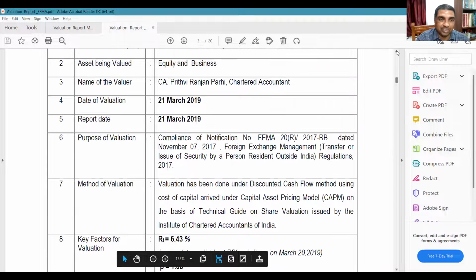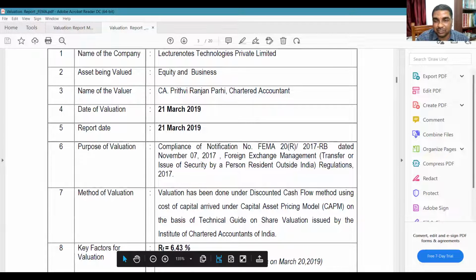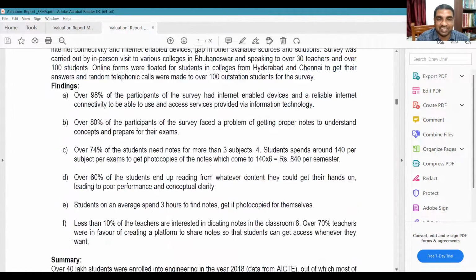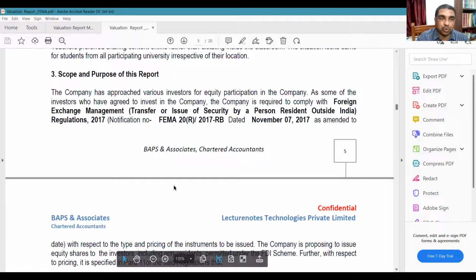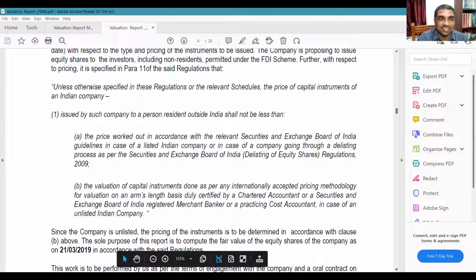Here, if you see the purpose of valuation, it is compliance with the notification number of the Foreign Exchange Management (Transfer or Issue of Security by a Person Resident Outside India) Regulations. So it is in compliance with a particular regulation. That regulation prescribes some method, which has to be selected as the valuation base. So in the scope and purpose, you have to clearly disclose what the purpose is, why this valuation has been done, and what the method is.